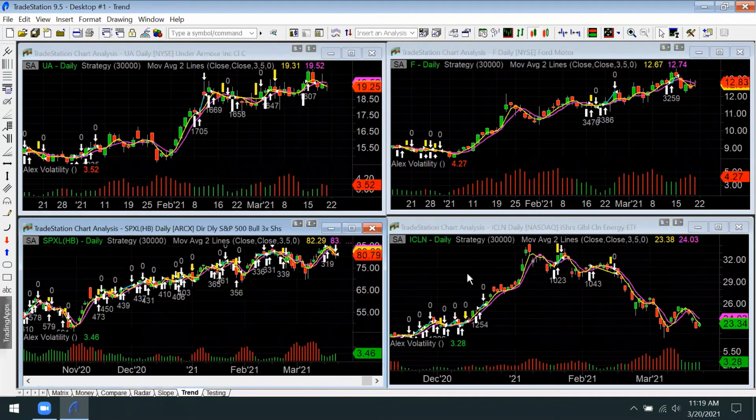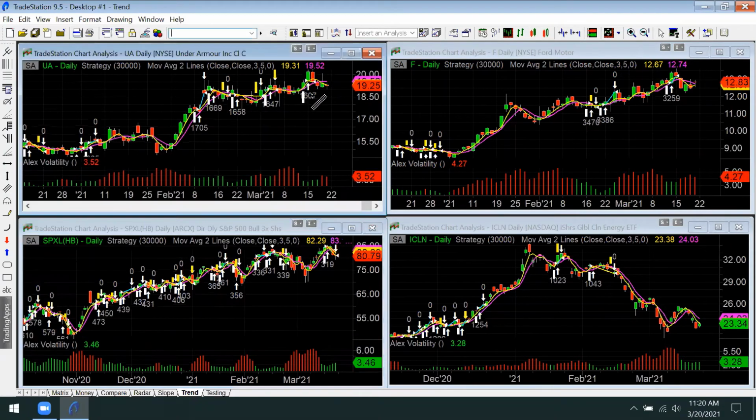These are 4 stocks that I look at every day. I've been following them for quite a while now, and by quite a while, I mean maybe a few months. So for example, UA was one that I was trading. That's Under Armour.